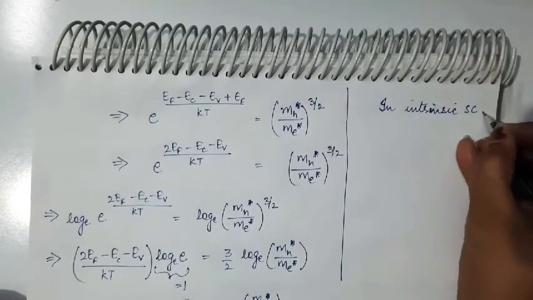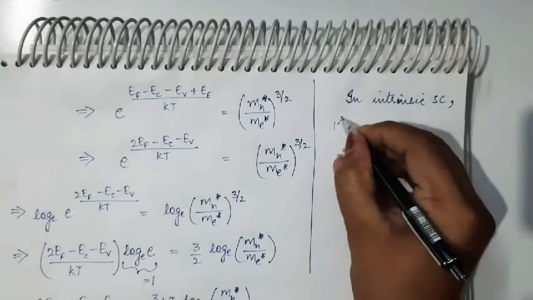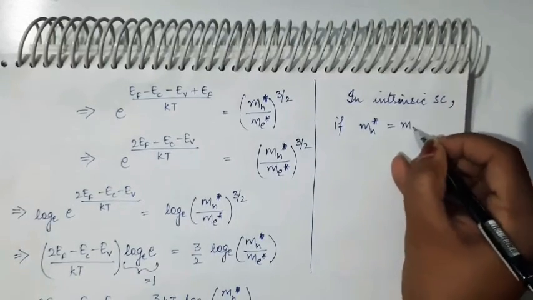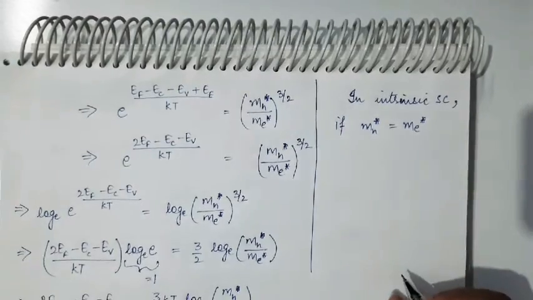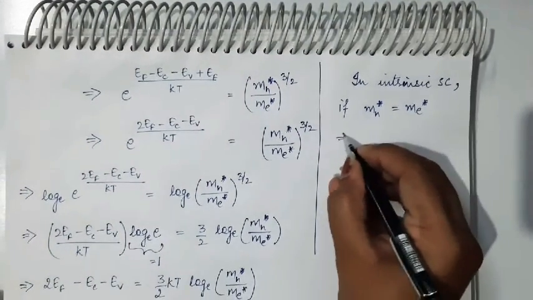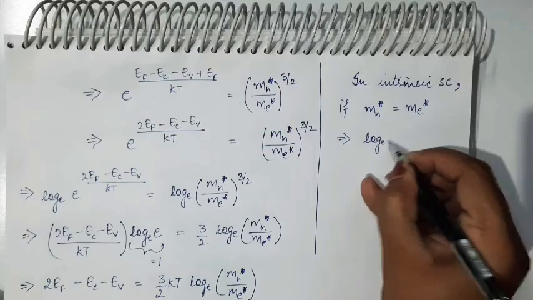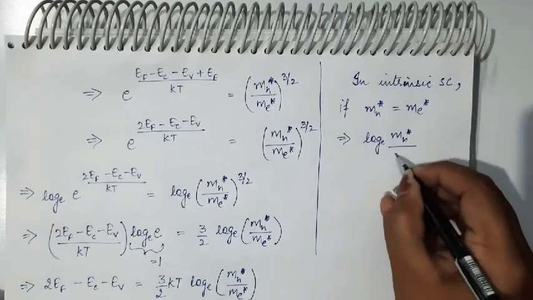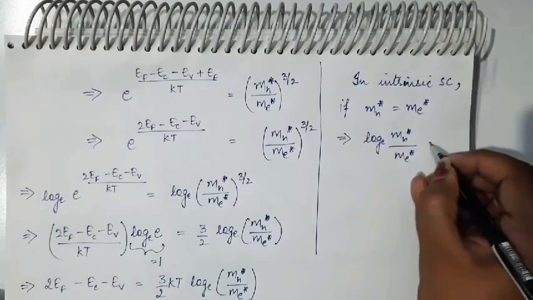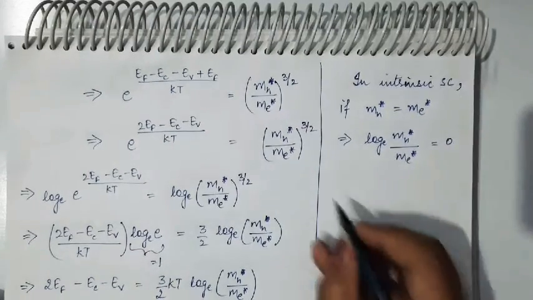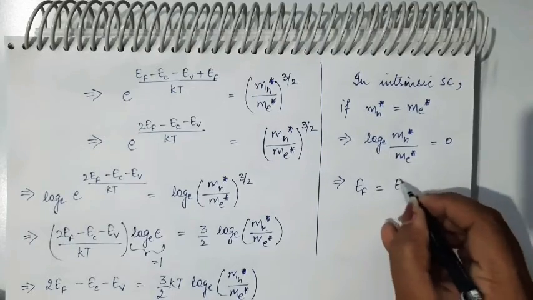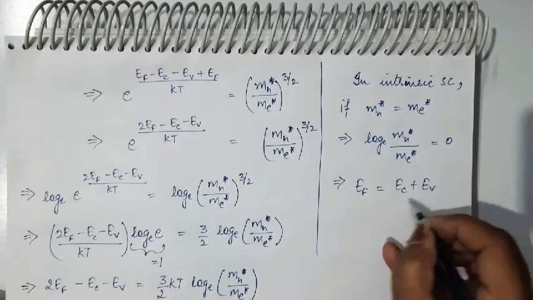In an intrinsic semiconductor, if the effective mass of the hole is the same as the effective mass of the electron, then this log to the base e of mh star upon me star will be equal to 0. This implies that this EF will be equal to EC plus EV by 2.